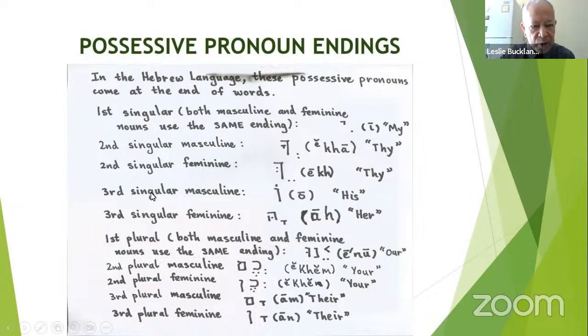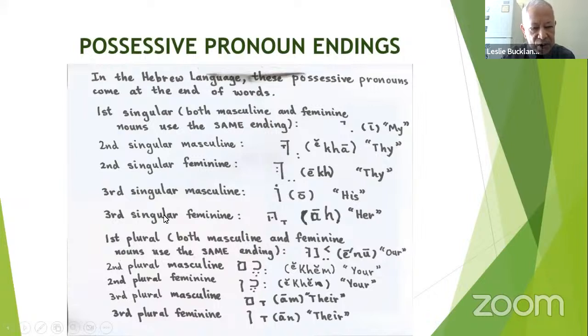Then there is a third person singular, masculine gender, possessive pronoun ending. And it is a wow with a dot over it. And it's a long O sound. O with a horizontal line over it means that this is a long O sound. When you see this ending at the end of a noun, it means that it is his.